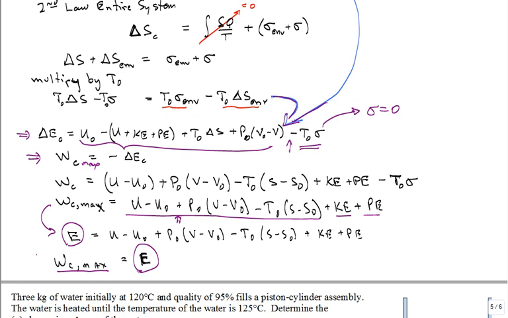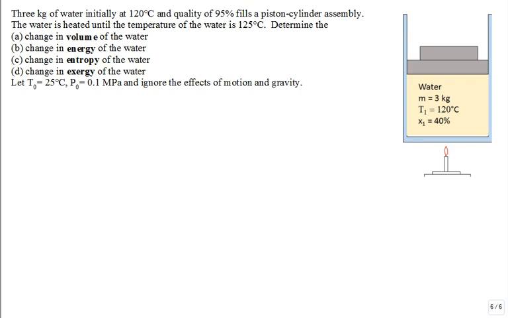I tried to do it this way. Let's solve a problem. A system has 3 kilograms of water initially at 120 degrees C and a quality of 95%. And it fills a piston cylinder assembly. This is a typo, 95% quality. The water is heated, showing a flame here, heating it, until the temperature of the water rises to 125 degrees C. Determine the change in volume of the water.